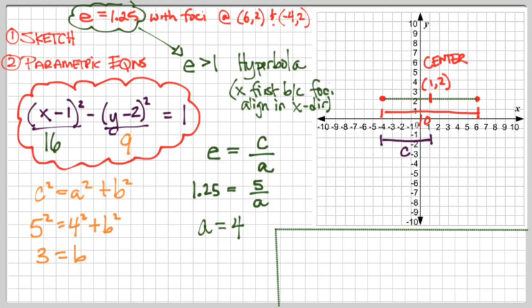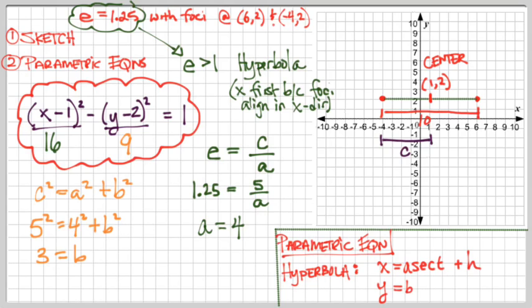If I want the parametric equations, we use our unbounded trig ratios, so it's going to be our secant and tangent functions, and we just have a and b attached to secant and tangent, and h and k are the locations of the center. We make our substitutions, and we have our parametric equations with the same information that we were given at the top.